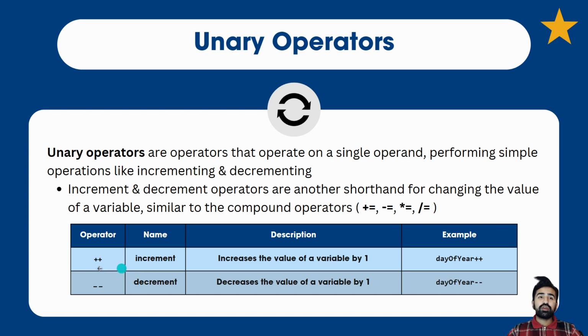So we have the increment, which is plus plus, and decrement, which is minus minus. Increment is just going to increase the value of a variable by 1. Simple as that. Decrement, well, it's going to do the opposite. It's going to decrease the value of a variable by 1. So let's say day of year was 10. If we do plus plus, day of year becomes 11. If day of year is 10 and we do minus minus, it'll become 9.